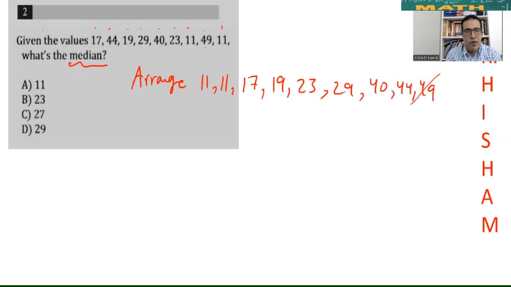If I cancel one from the right and one from the left, and they are 9 values, the remainder will be 1 value in the middle. So as we can see, the middle value is 23. So the median is equal to 23.